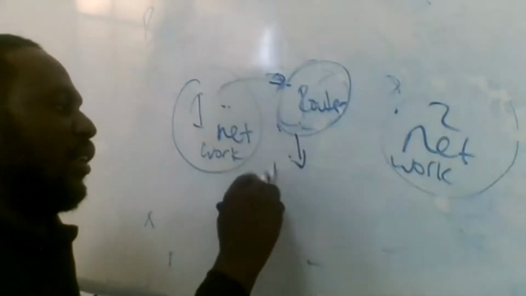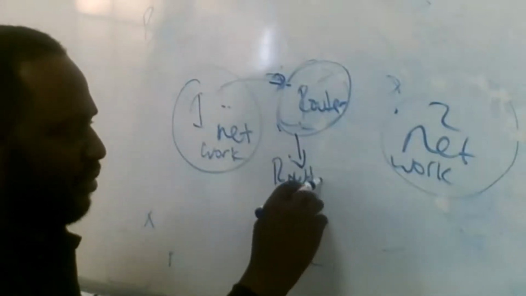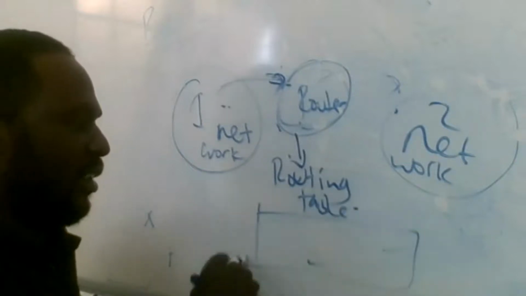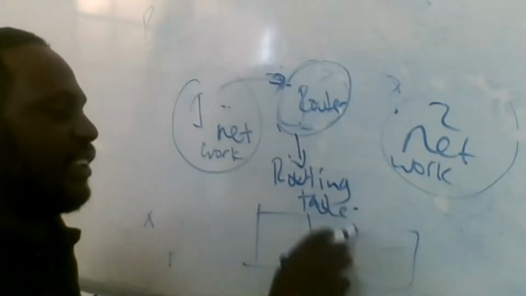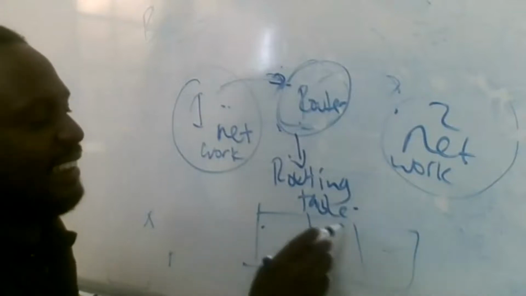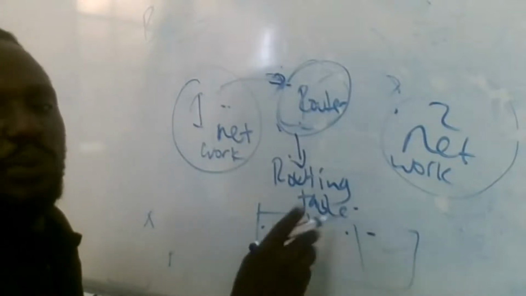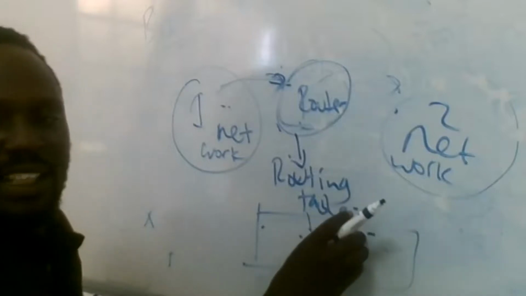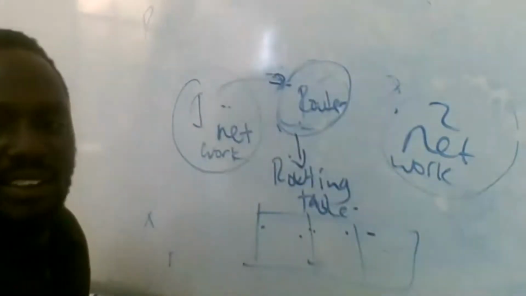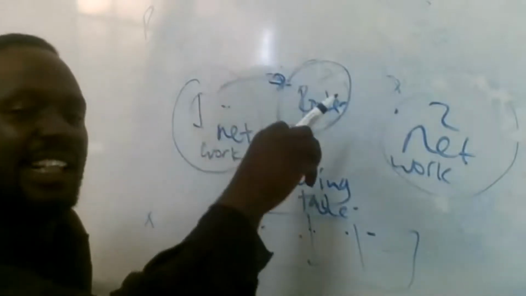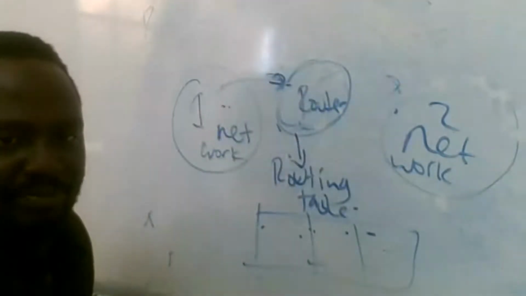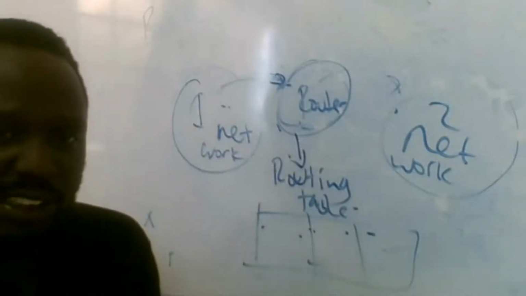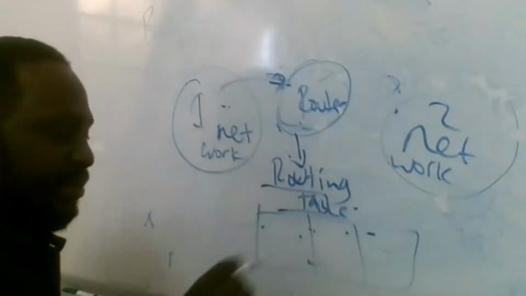They have what we call a routing table. They use the information in the routing table to determine which computers and which networks are connected to the data that's being transmitted. This is just a brief explanation, but everything is in the videos. The routing table is very, very important.